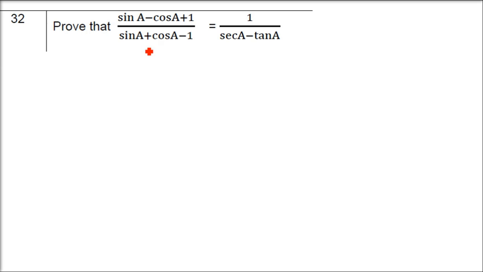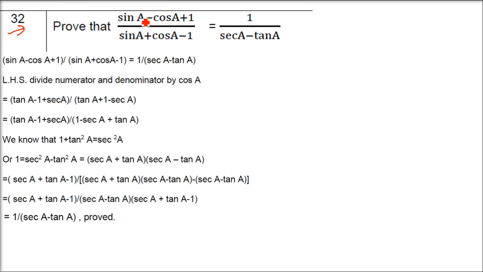Sin A minus cos A plus 1 over sin A plus cos A minus 1 equals 1 by sec A minus tan A. Most of the questions in the sample paper are coming from the solved questions of NCERT. First thing is, you have to observe the left hand side and right hand side. Left has all sin and cos, right hand side has sec and tan. So we will not be dealing with sin and cos in this case. We have to convert the left hand side into sec A or tan A.